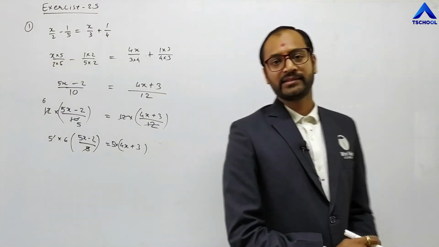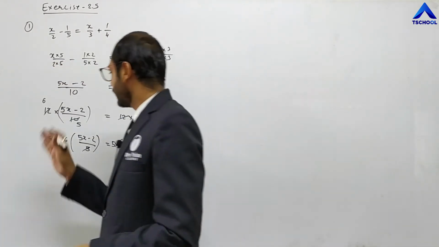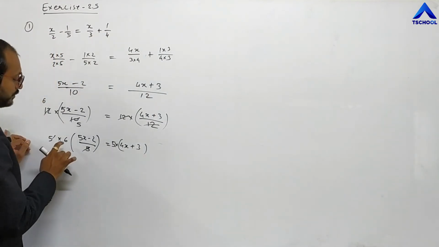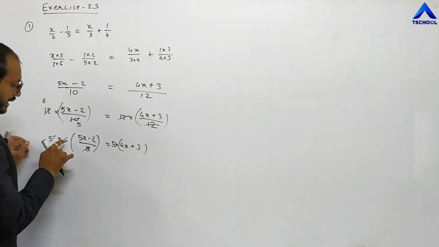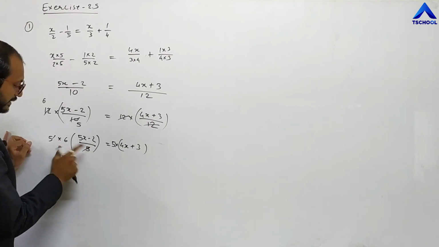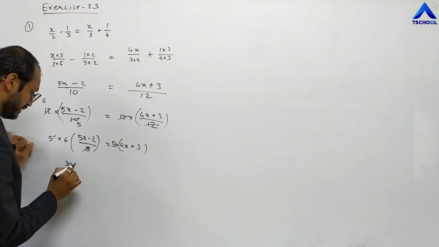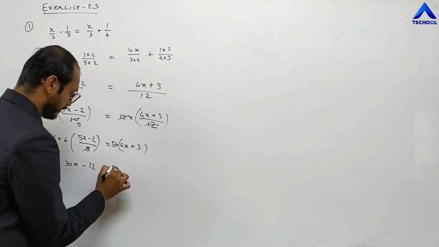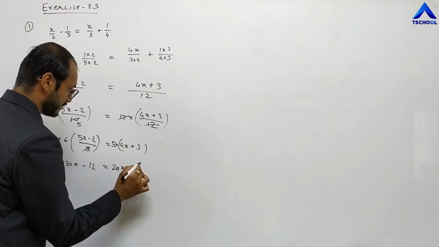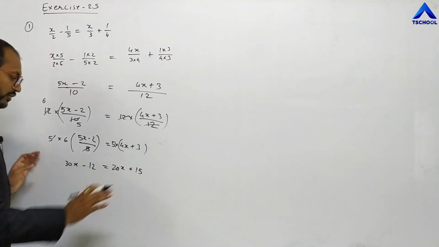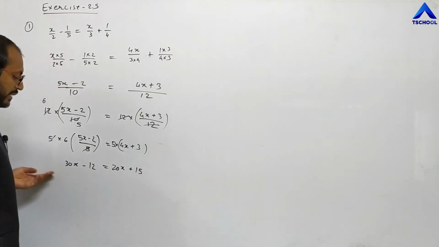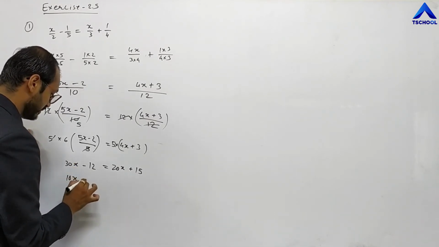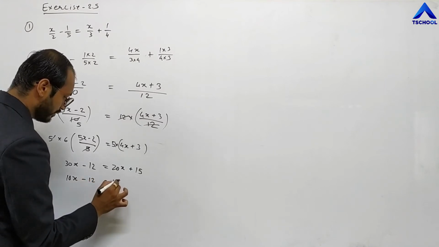The denominator is removed now. So you can do this by this type of simplification. Now, opening this bracket, 6 fives are 30x minus 6 twos are 12 equals 5 fours are 20x plus 5 threes are 15. Now this is a very simple equation. By subtracting 20x on both sides, we get 10x minus 12 equals 15.